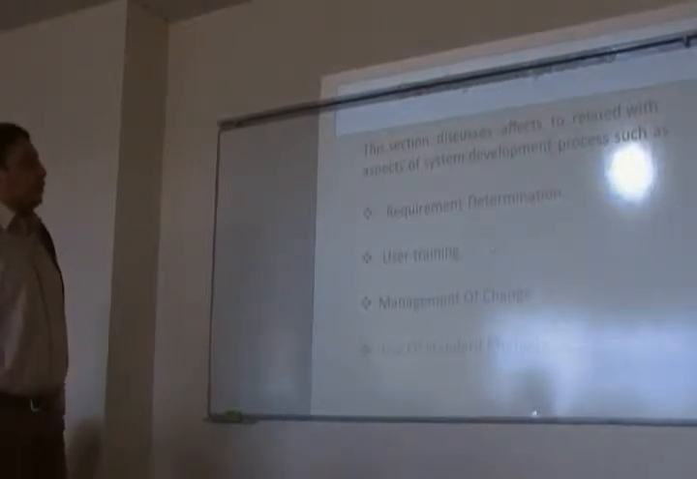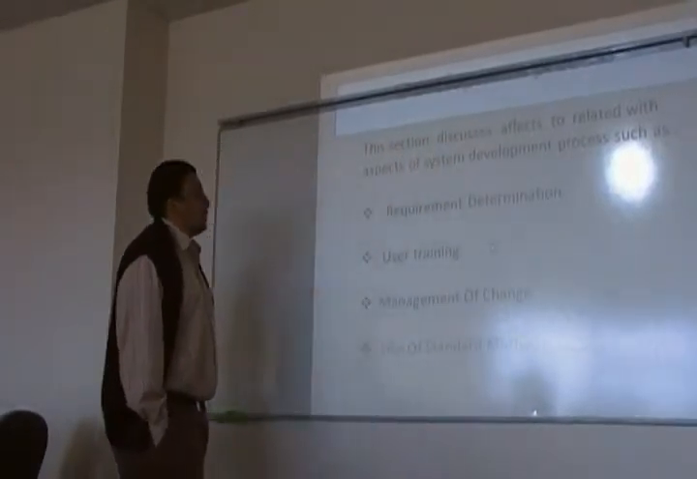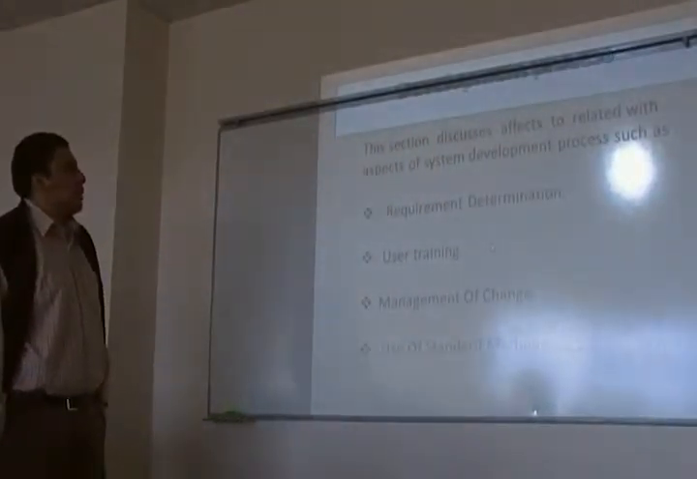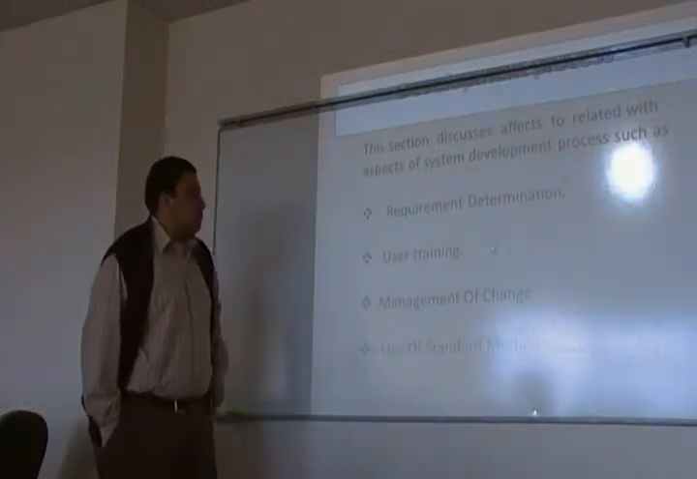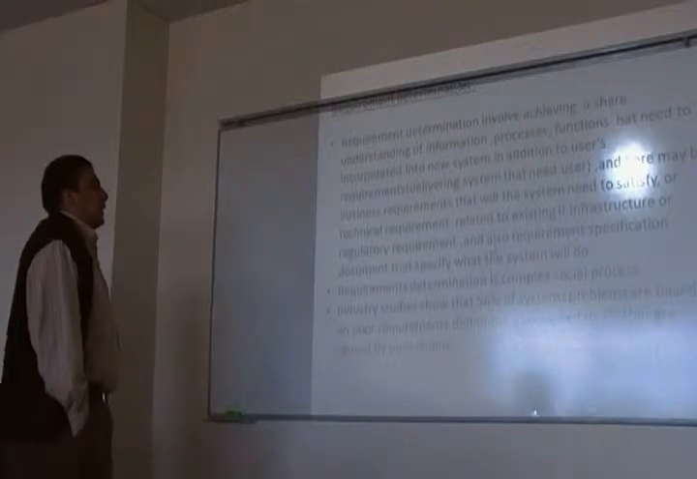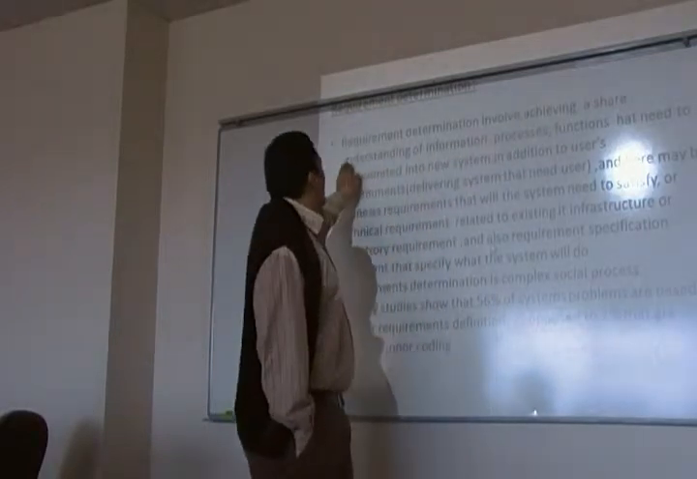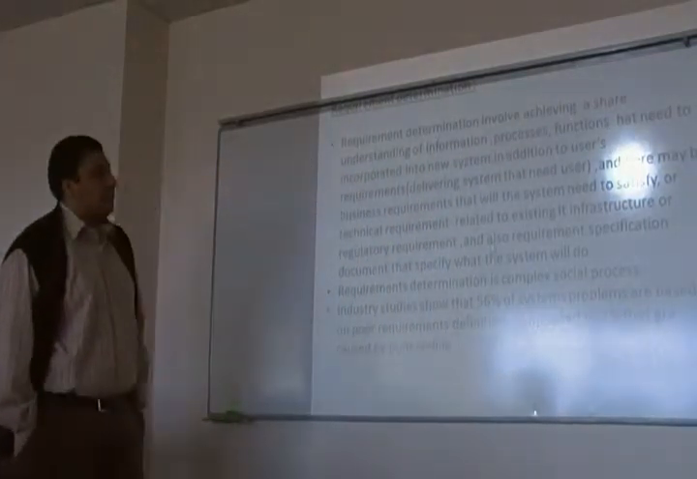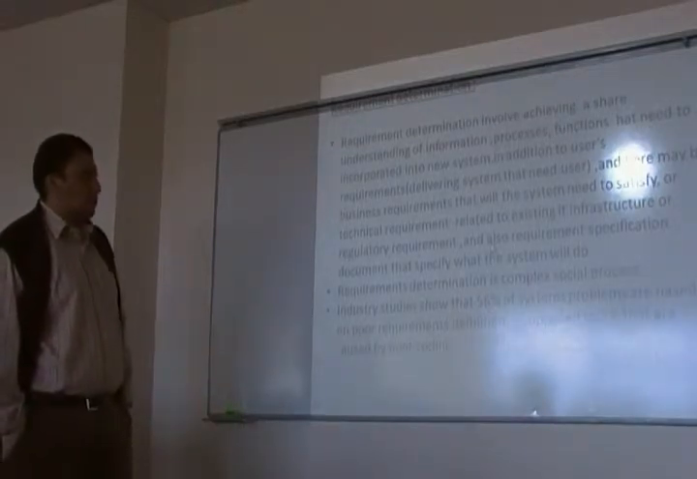The section 2, or factor 2, development process. This section discusses effects related to aspects of system development, such as requirement determination, user training, management of change, use of standard methods. Requirement determination involves a shared understanding of the information processing that is needed to be incorporated into the new system.